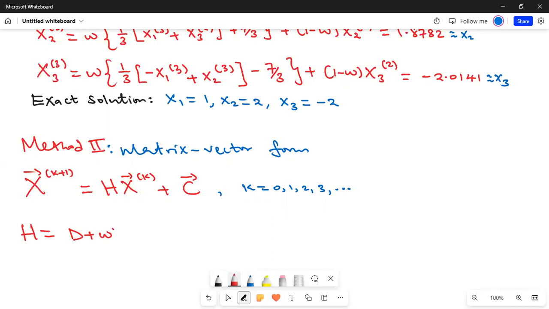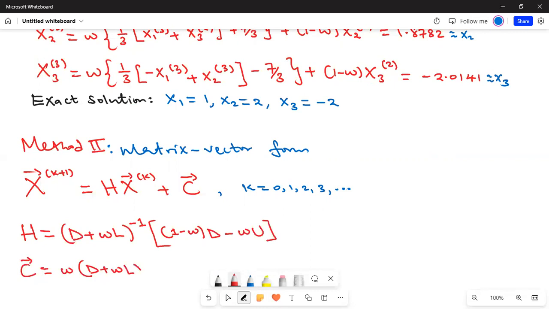(D plus omega L) inverse. You get the inverse of this matrix, and what you get, you multiply by (1 minus omega) times D minus omega times U. That's how to find H. Now the C is given by omega into (D plus omega L) inverse times B. That's the formula that you're going to use.